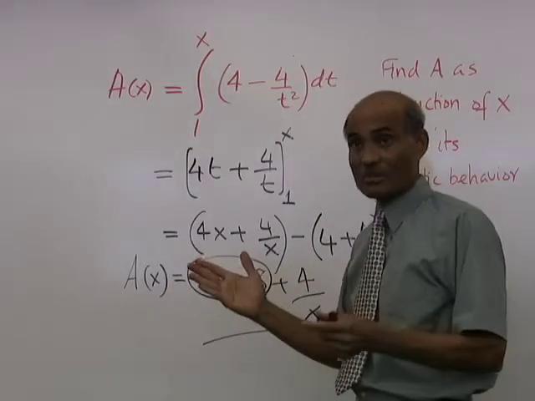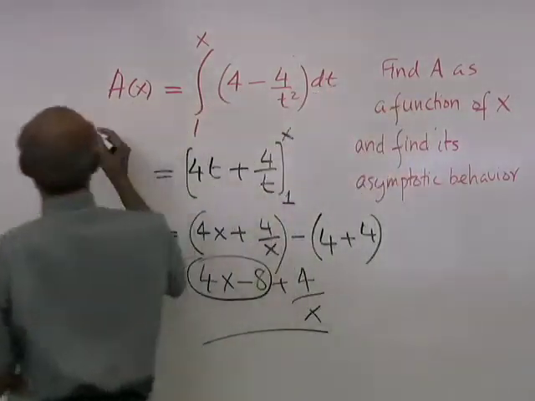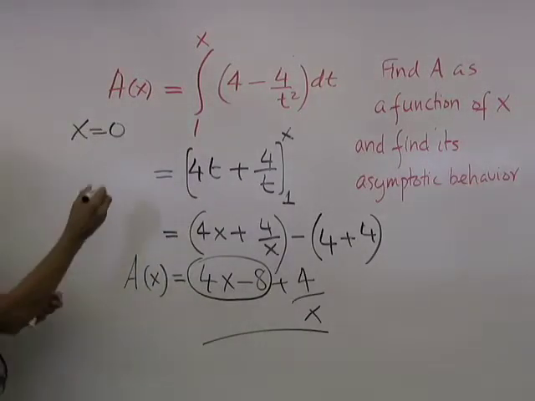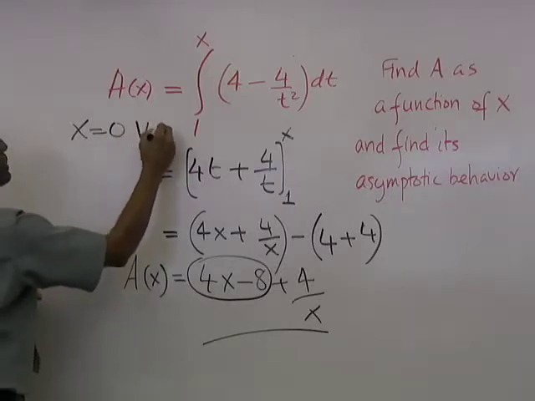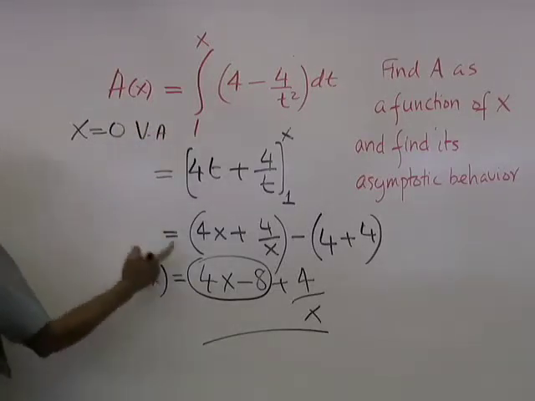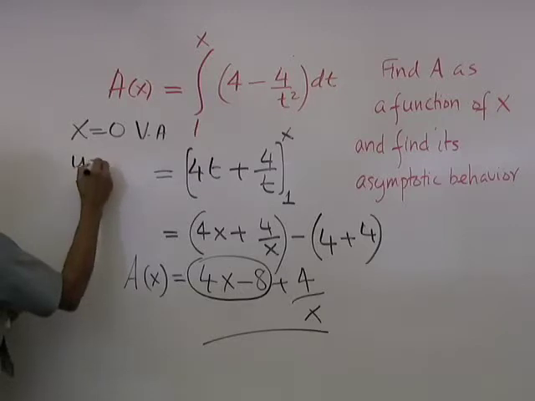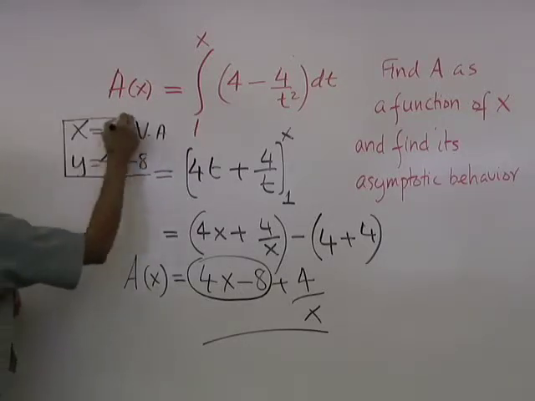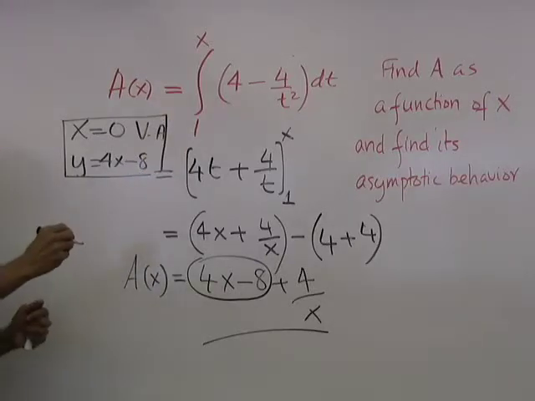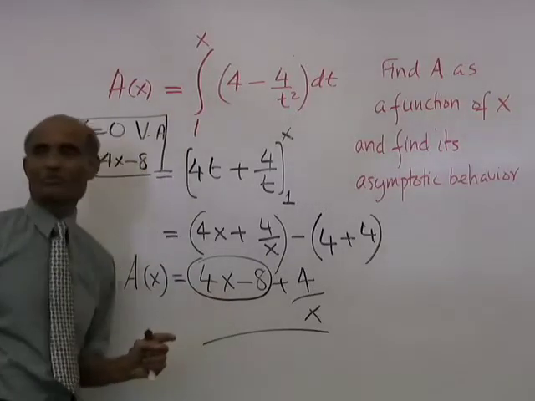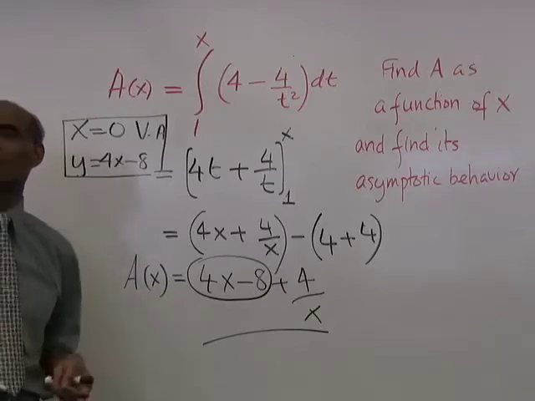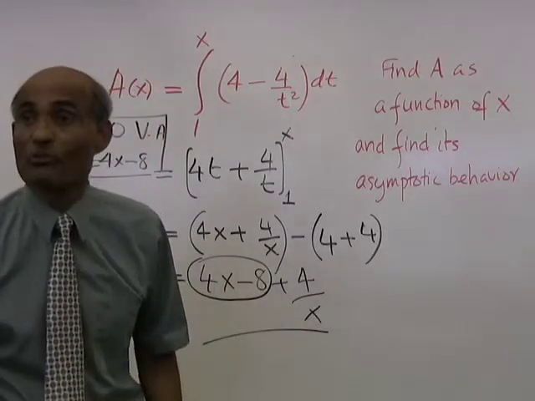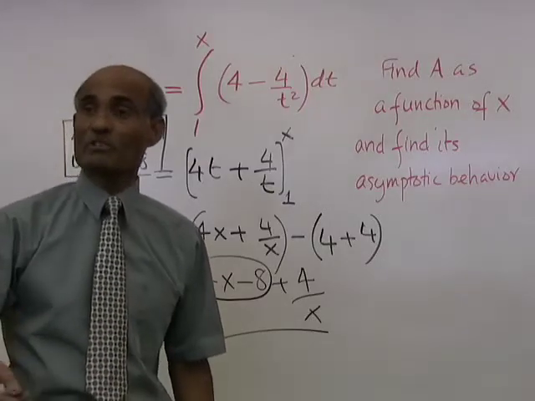So you get the asymptotic behavior. We've got two asymptotes. What are they? X equal to 0 is a vertical asymptote. And the slant asymptote is y equal to 4x minus 8. Now this is the asymptotic behavior. Can you draw the graph of this function using these two asymptotes? We have done these kind of questions before. Let me see if anybody can do that.